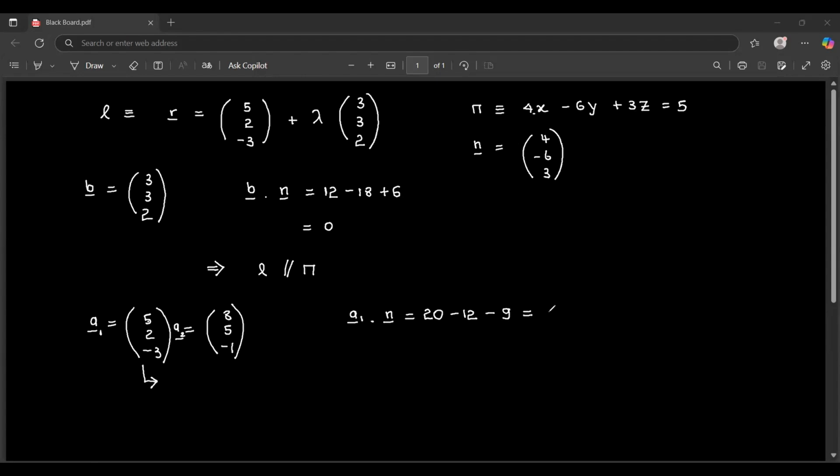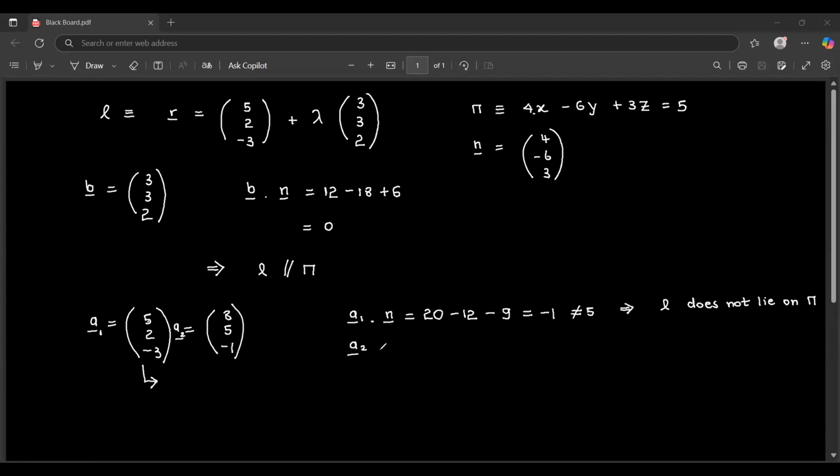So that is equal to minus 1, which is not equal to 5. This implies L does not lie on phi. Now try with these three numbers.